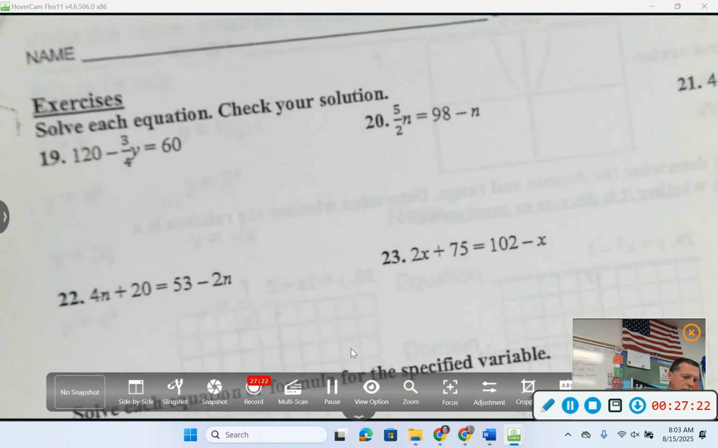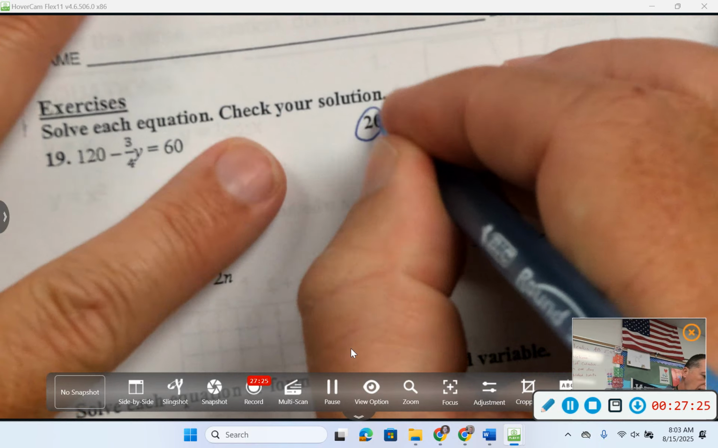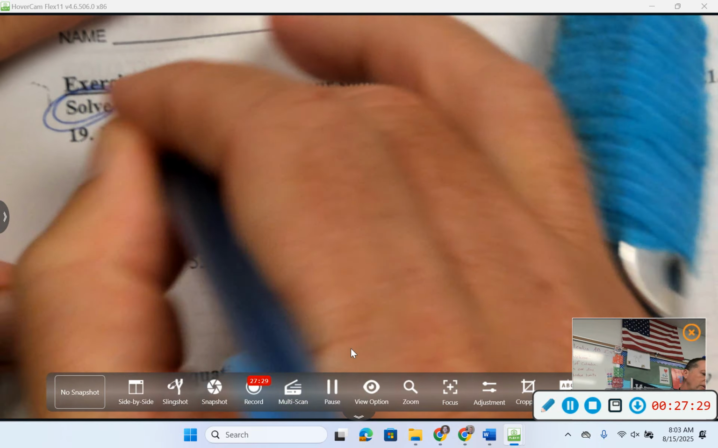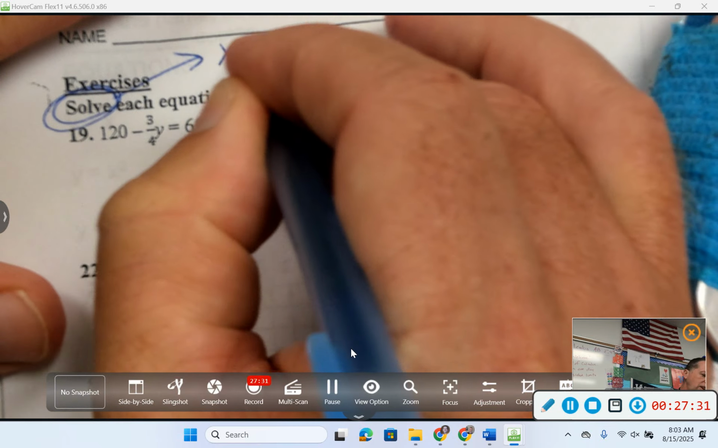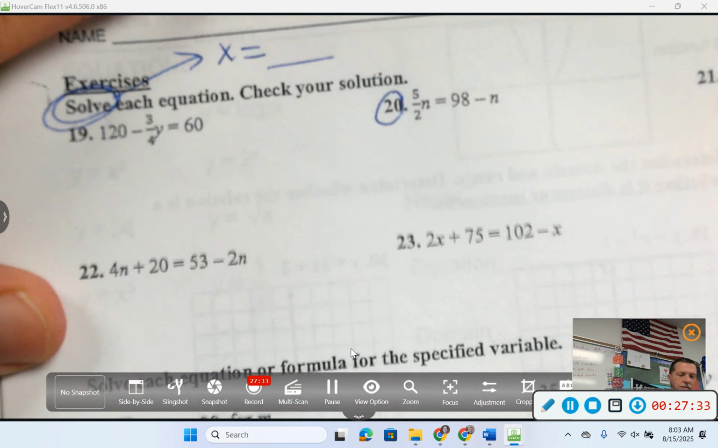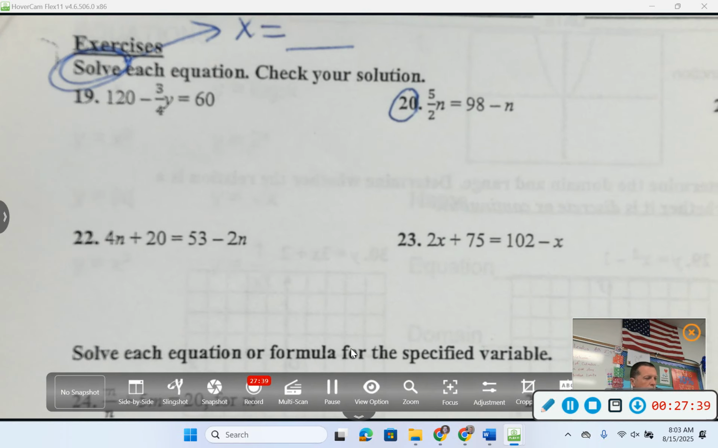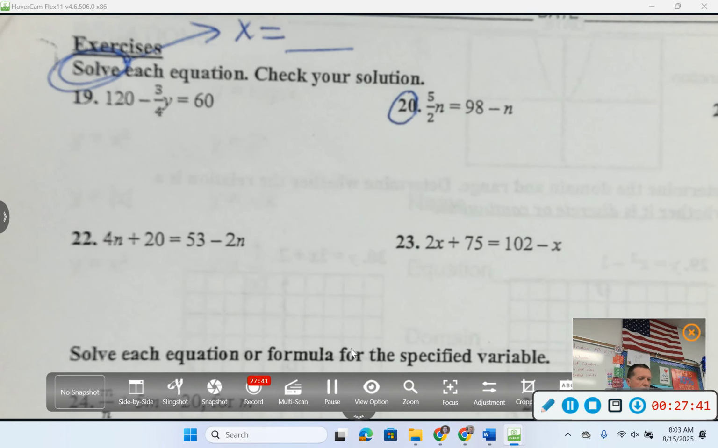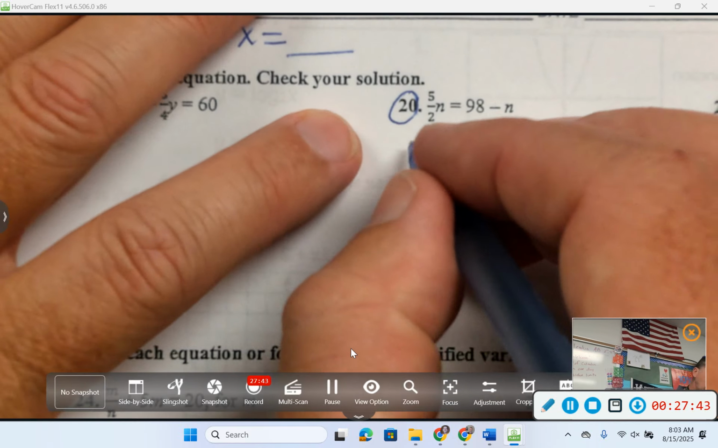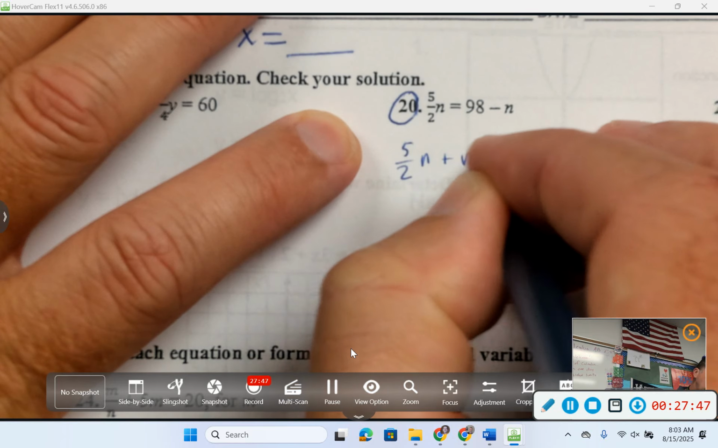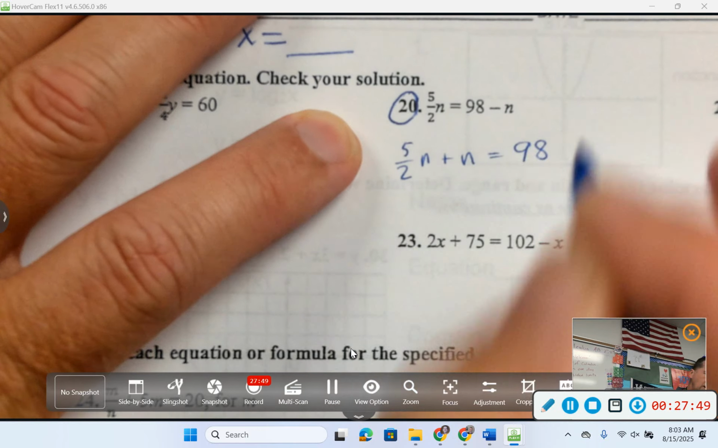Let's jump ahead to number 20. Now we've got to solve. So that means I should get to an answer of x equals something. Simplify versus solve. What do you want to do first on number 20? Add the n on the other side. Let's add the n over. So 5/2 n plus n equals 98.